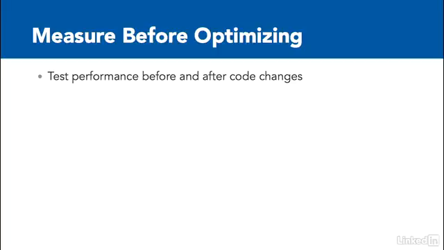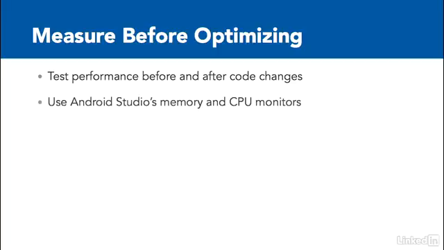Test your performance before you make the code change, then test it again afterward. And you can use Android Studio's tools, its memory and CPU monitors, to see what's happening in your Android app as you run your before optimization and after optimization code and see how your app is improving.